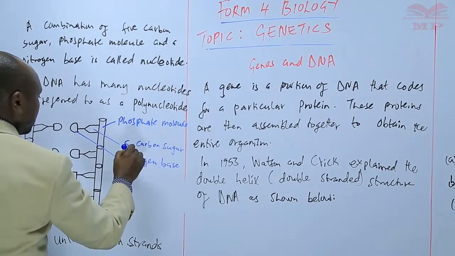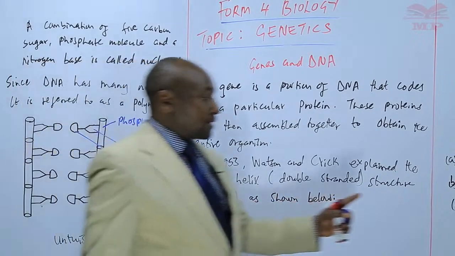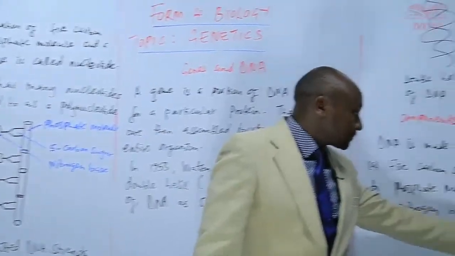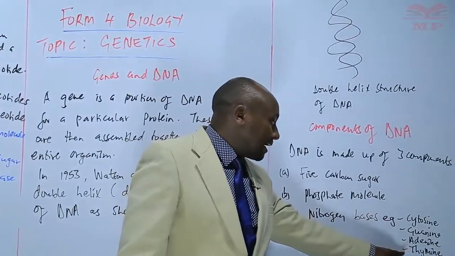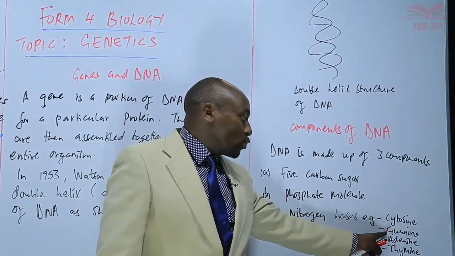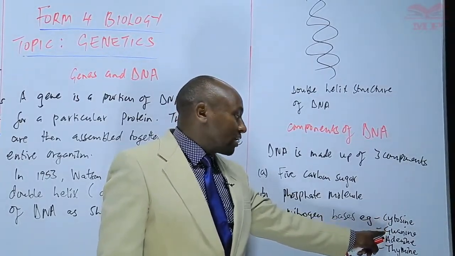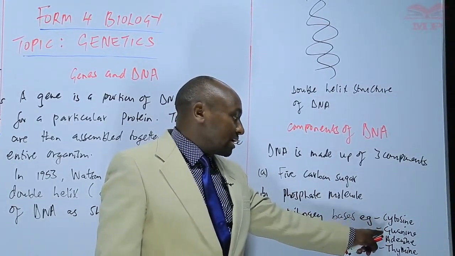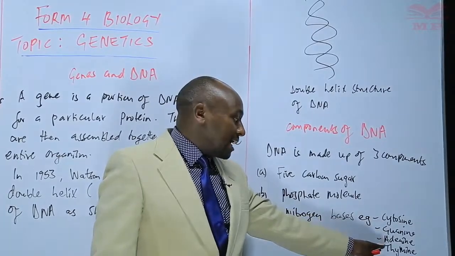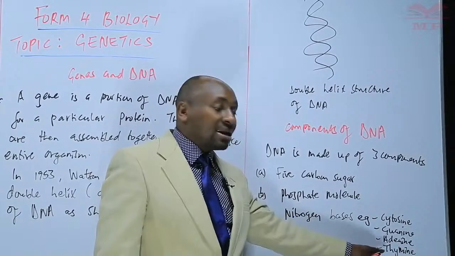We have the nitrogen base, of which we are saying that the nitrogen bases are 4. We have guanine, adenine, thymine, and cytosine. The amount of cytosine and guanine are equal, and therefore guanine pairs with cytosine, or cytosine pairs with guanine. Adenine and thymine pair up together because the amount of adenine and thymine are equal.